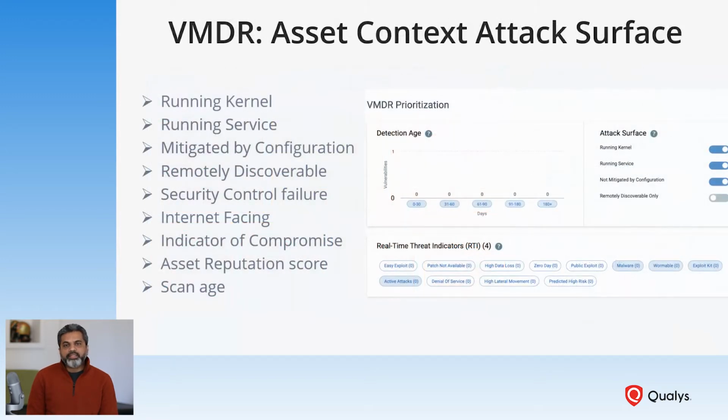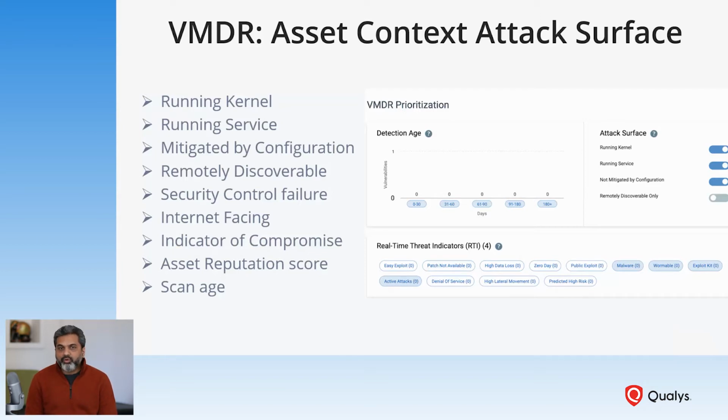The other important aspect, which again is very unique that we are bringing, is the asset context and looking at the attack surface. So it's not just enough to say that there is a vulnerability on an asset and that vulnerability is exploitable. It's also important to look at the individual asset to say, is that vulnerability on the running kernel? Is it on the running service? So you may have a vulnerability, but the service is not running. That obviously changes the equation in terms of the risk.